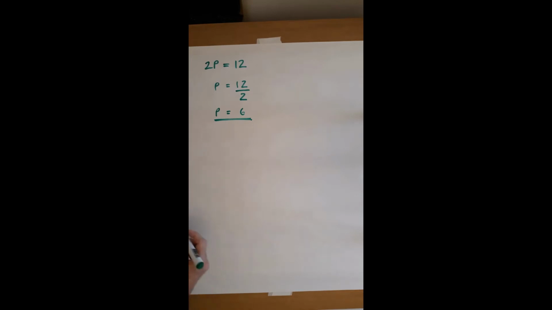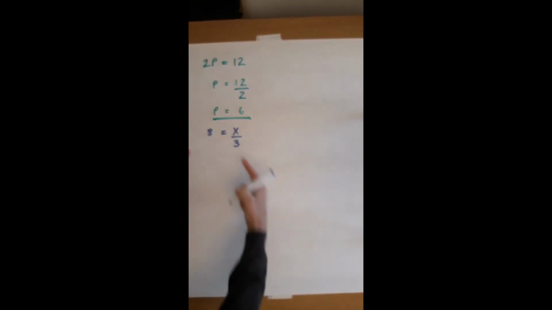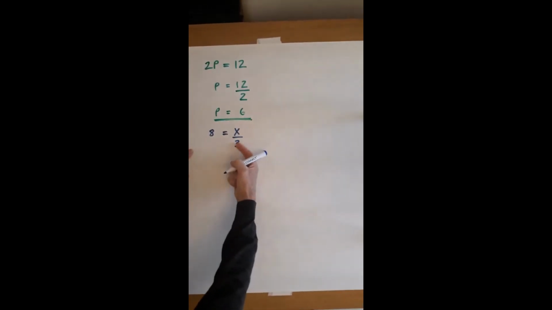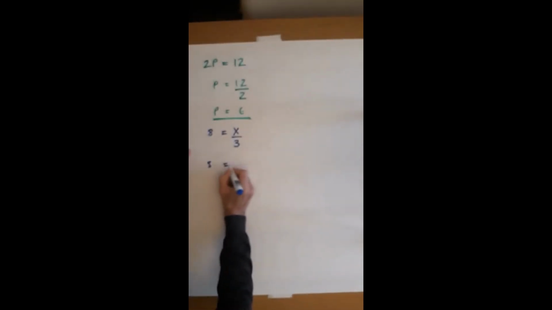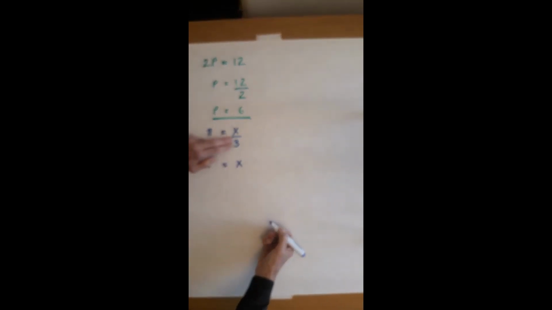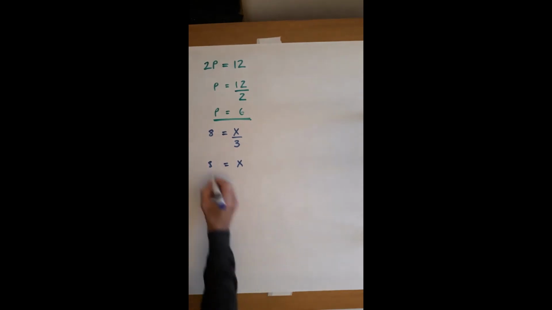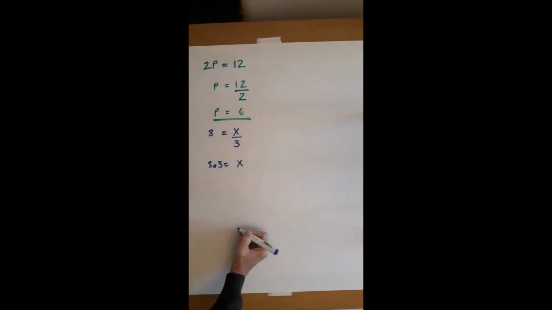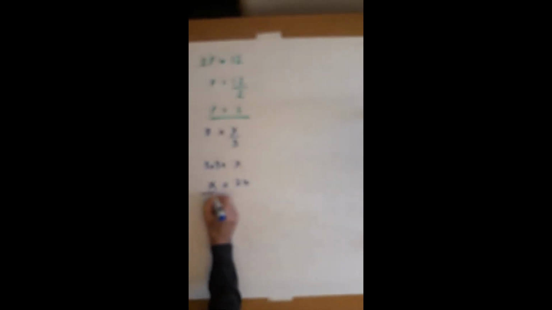Let's do another one. 8 equals x over 3. x is what I want to find. I need to move this 3 out of the way. So 8 equals x. On this side it's divide by 3, so when it moves to this side it's times by 3. 8 times 3 equals x. And let's do this in one move. Put the subject on the left. 8 times 3 is 24.